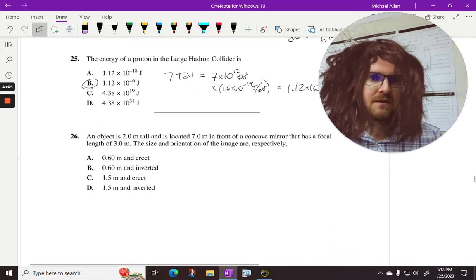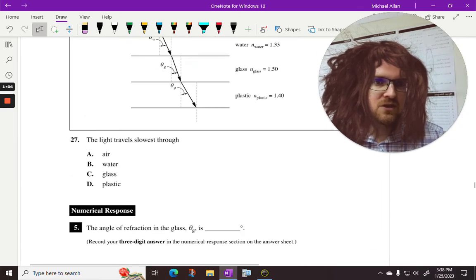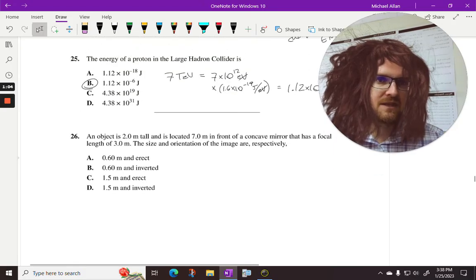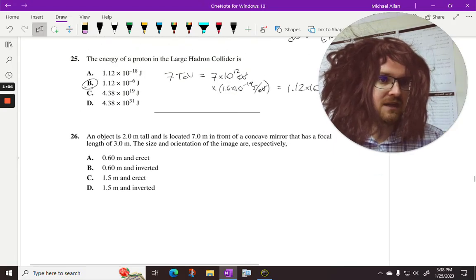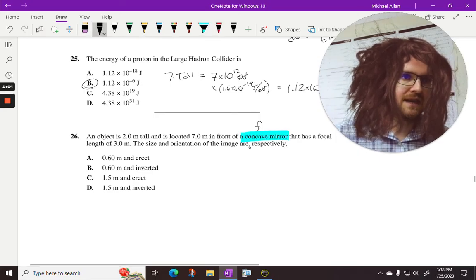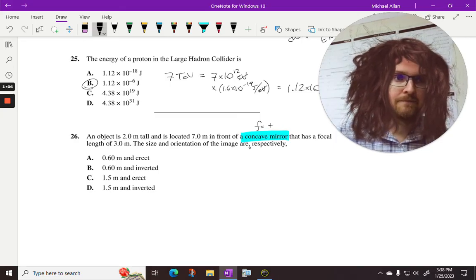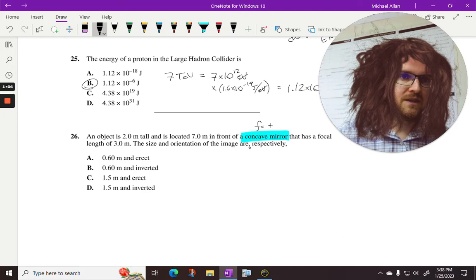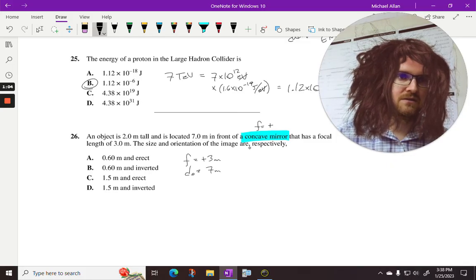Okay, cool. All right, so it looks like we're moving on to optics here. So an object is 2 meters tall and located 7 meters in front of a concave mirror. So concave mirror, remember the focal length of that is positive. If it's convex, it would be negative, right? It has a focal length of 3 meters. So we know that the f is positive 3 meters. The object is located 7 meters in front, so object distance is 7 meters in front. It's always positive, right? And the object height, which is 2 meters.